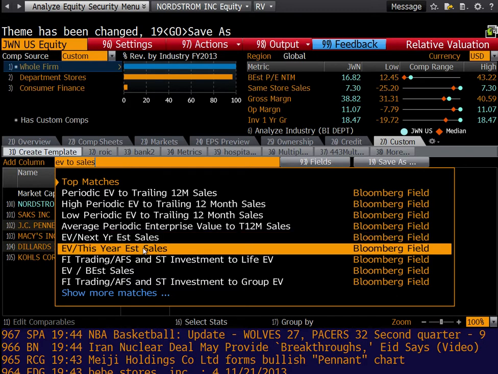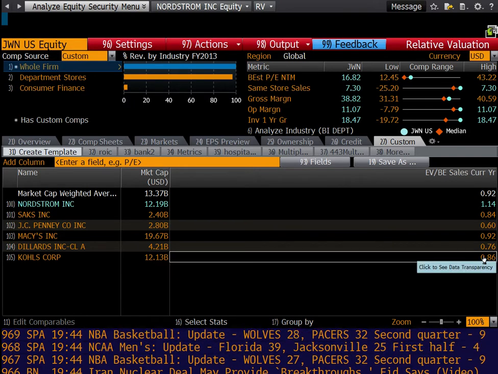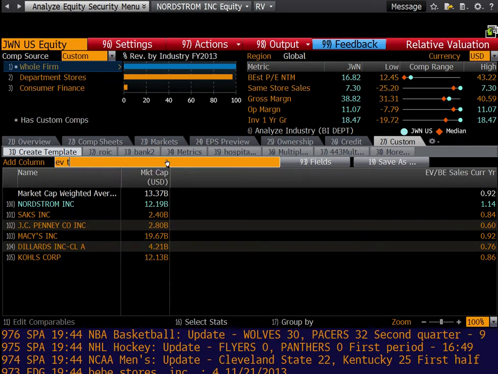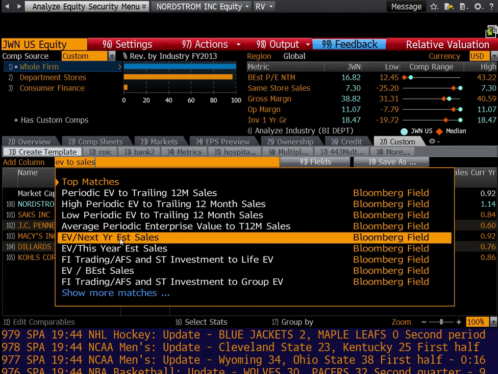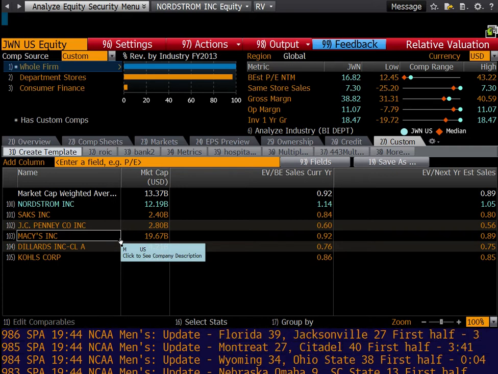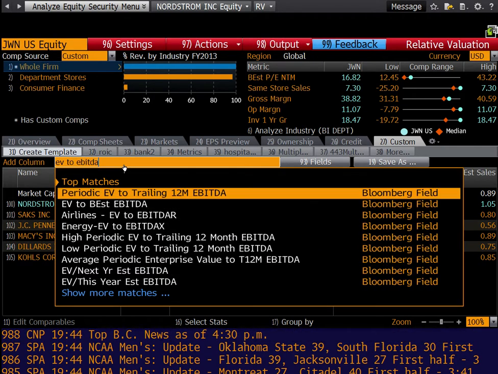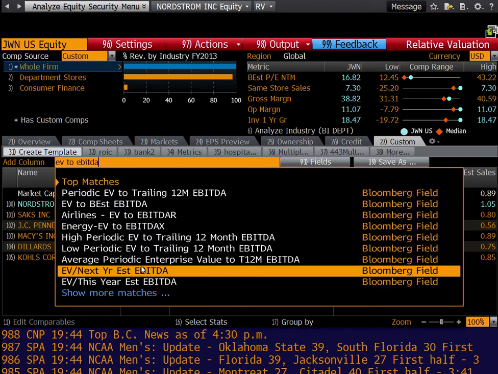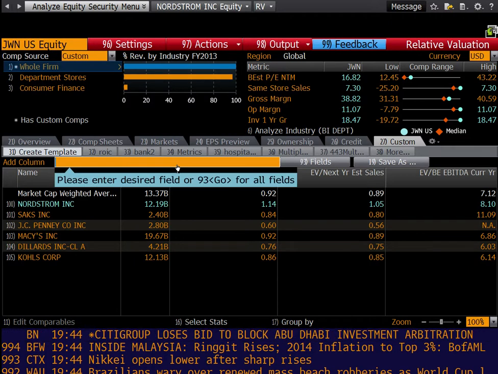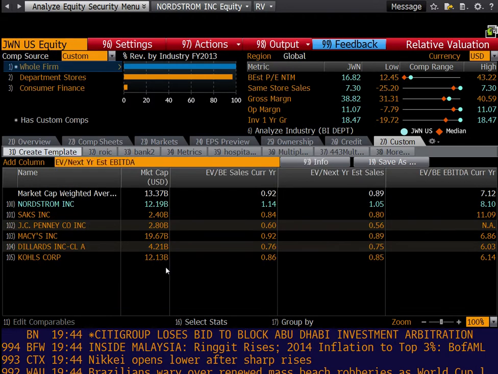So I take EV to this year's sales, I select it, I hit enter, and there's the enterprise value to the current year's sales, EV sales 1. EV to sales, and I have EV to next year's estimated sales. That's sales 2. The next ratio is EV to EBITDA. So I start typing in EV to EBITDA, and I have EV to EBITDA this year's estimated EBITDA, which is EV to EBITDA 1, and EV to next year's EBITDA, EBITDA 2.